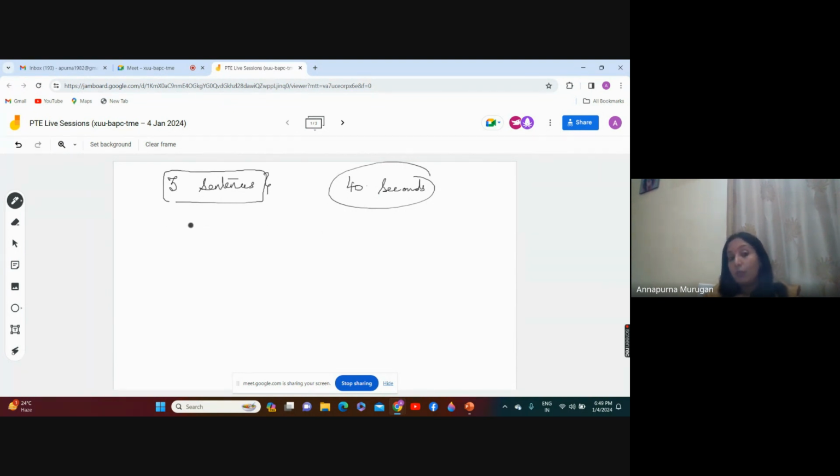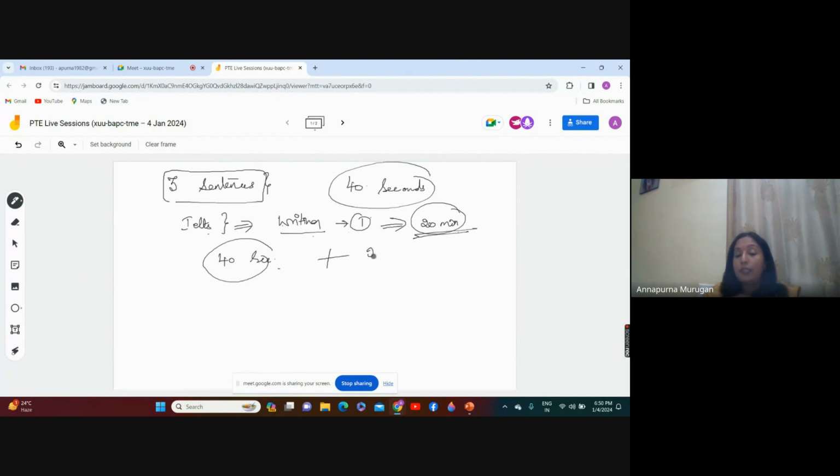Let me tell you one thing. In IELTS, we have the same question, but it is for writing. That is, describe the graph, describe the image. For writing we have only one image to describe, and that goes on for 20 minutes, remember. It is a 20-minute question for writing. But here they give you only 40 seconds, guys, only 40 seconds.